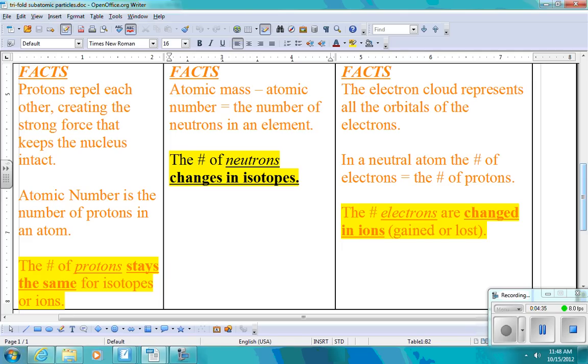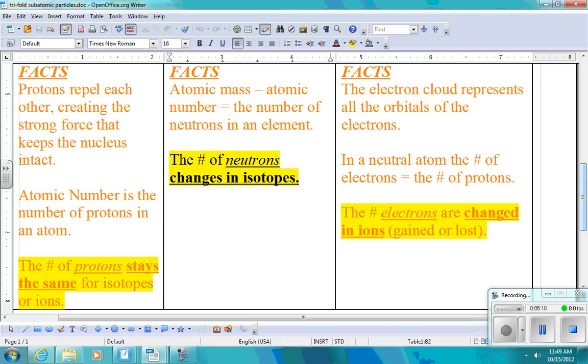If you look at your book, on page 62, there's a sample of an element box. And it has an atomic number, atomic mass, it has an element symbol, and it also has the element's name. When you look at the atomic number of an element, it tells you how many protons are in that atom. And the number of protons stays the same no matter what kind of atom we're talking about, it is consistent. The protons stay the same.